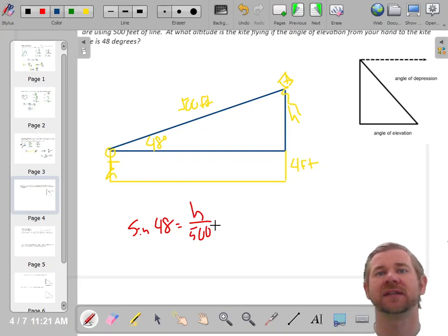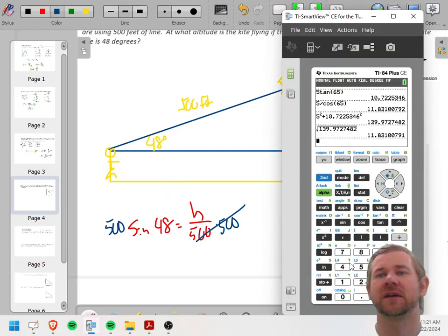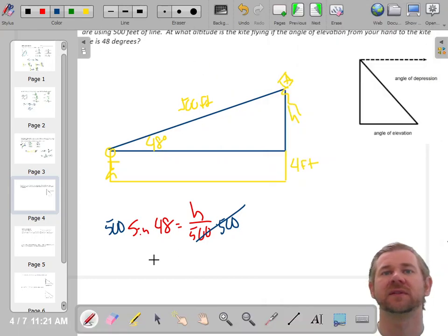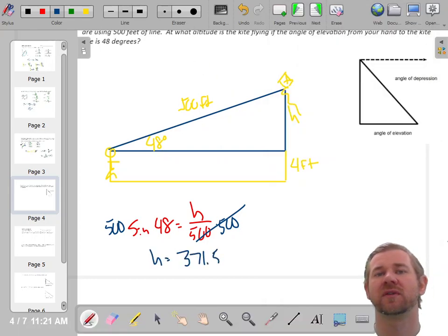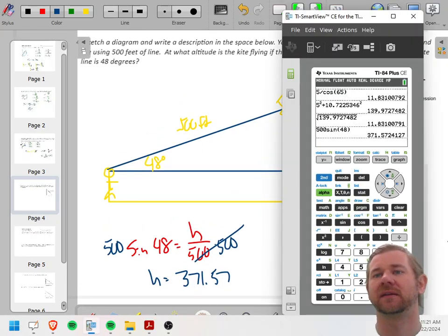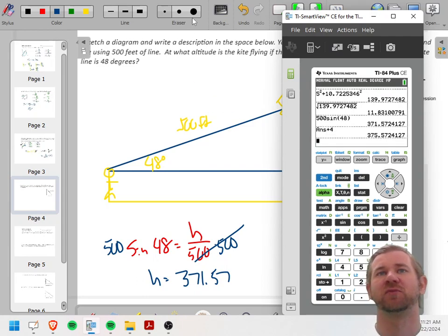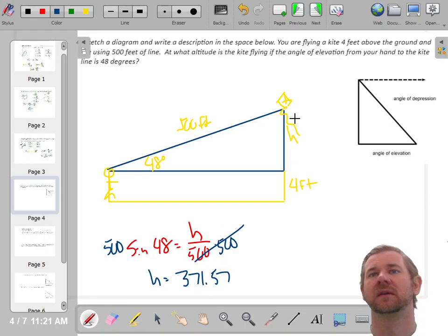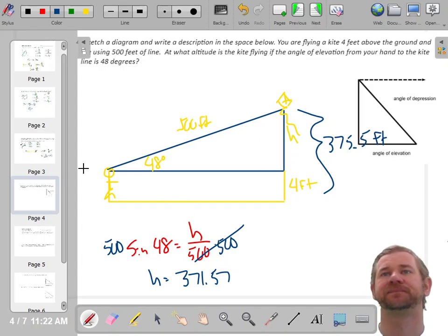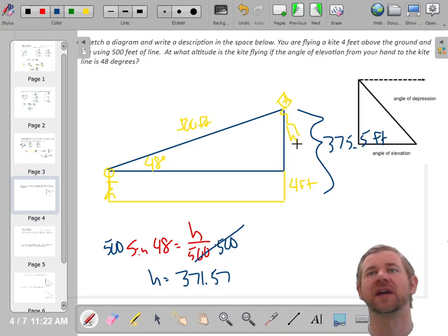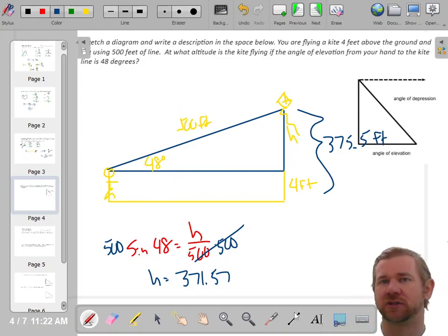And now I will multiply both sides times 500. And I'll just say 500 times the sine of 48 is 371.57. h equals 371.57. And then because I'm 4 feet above that, I'll do plus 4. So 375.57. So this whole thing, the altitude of the kite is 375, and I'll just make it 0.5 feet. At what altitude is a kite flying? 375.5 feet. Okay, that one's worded kind of funny, but once you get the picture drawn, it's like all the other ones.